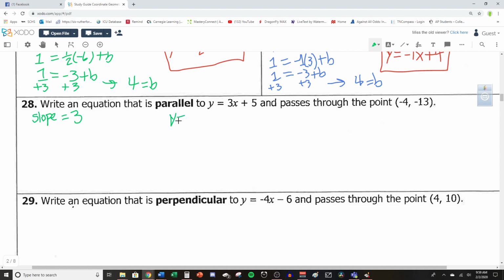Okay? So I'm going to write that up. Y equals 3 because that's the slope, x plus, we're not going to use this value. We're trying to make a new line. If I use 5, I've just created the new line and there's no work to do. But we're trying to make a new equation that goes through this point here. So we're going to take these points. This is x, this is y. We're going to plug them in and we're going to solve for b like we've been doing. So this is negative 13.